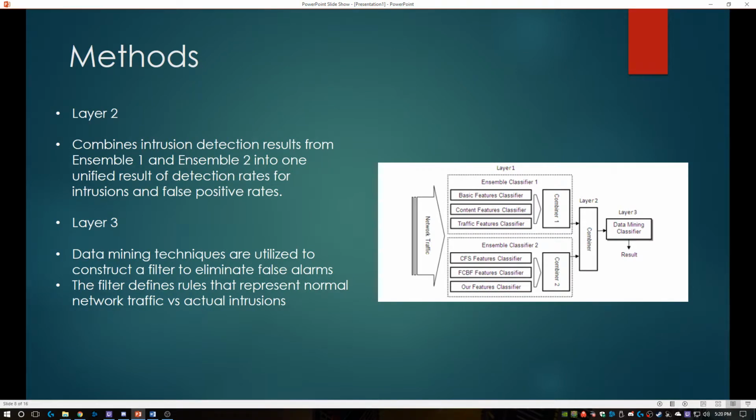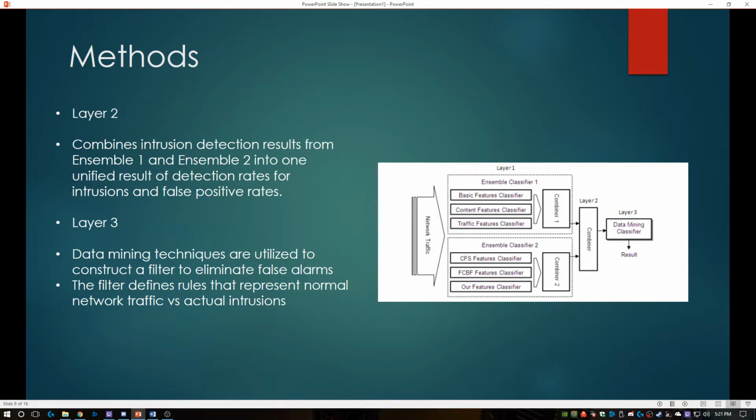Layer 2 combines these intrusion detection results from Ensemble 1 and Ensemble 2 into one unified result of detection rates for intrusions and false positives. So what it's doing is the network traffic is coming into layer 1 and it's going through these basic, content, and traffic filters and getting a defined result of, is this a cybersecurity threat? Is this a cybersecurity intrusion or not? It's also going through the bottom ensemble classifier 2, the cybersecurity algorithms, to come to a conclusion again of, is this a threat or is it not? Layer 2 is taking these 2 results from the ensemble classifiers and combining them into one assessment.